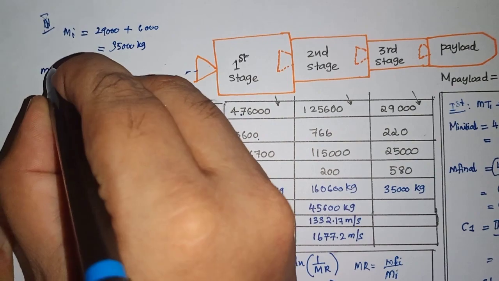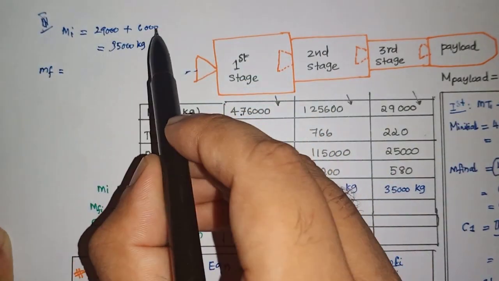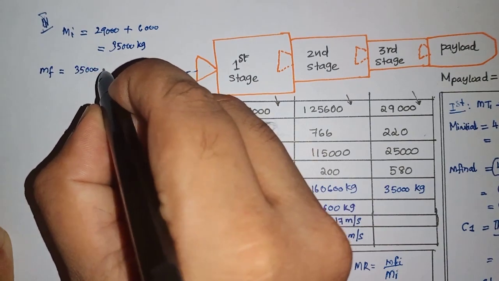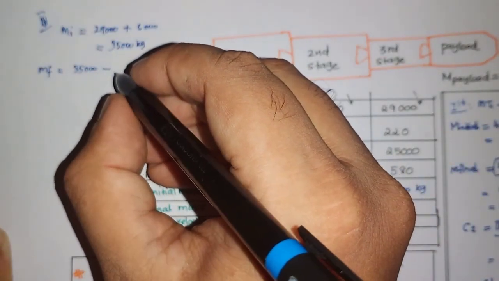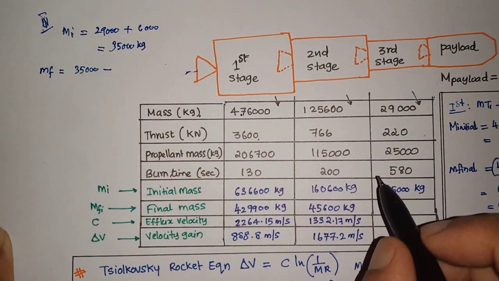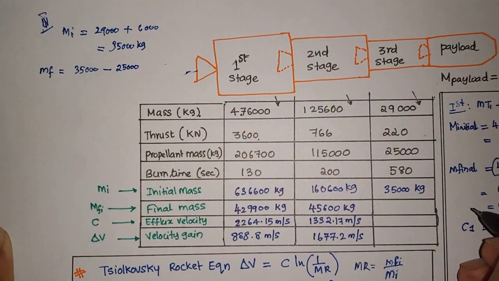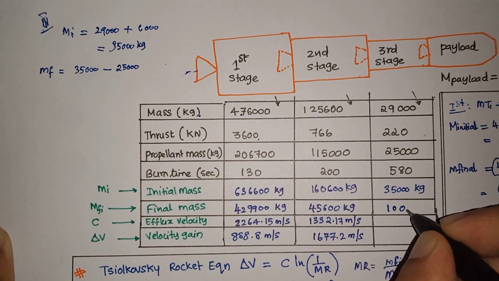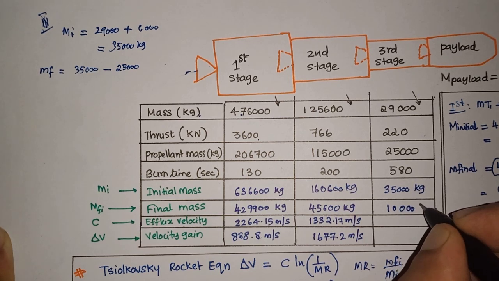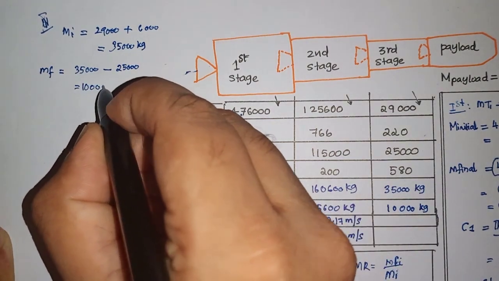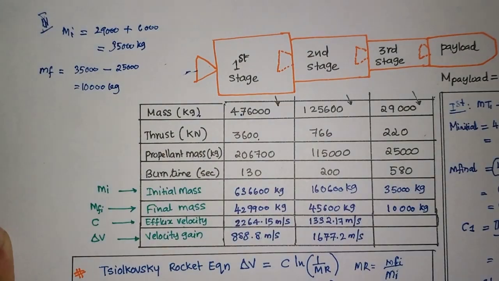And what is going to be my final mass? The final mass will be this total mass minus the fuel consumption. So this is going to be 35,000 minus the fuel consumption, which as per the data is 25,000. Okay, so this will be around 10,000, you will get 4 zeros, okay, kg.